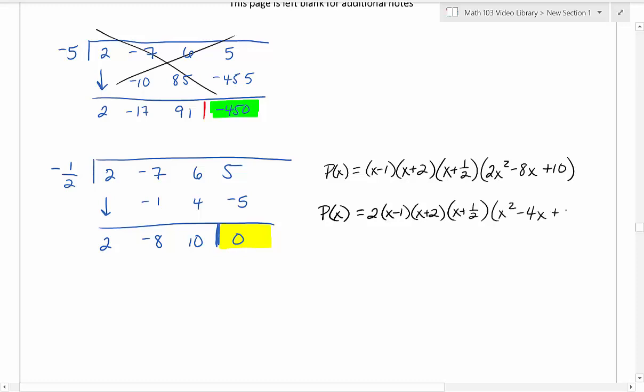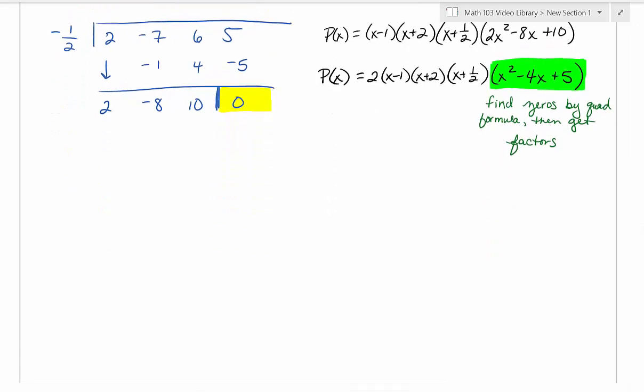That's x squared minus 4x plus 5. I try to factor that quadratic trinomial further. Unfortunately, I can't think of two numbers that multiply together to give me 5 and add together to be -4. This isn't factorable by traditional methods. So what we're going to have to do to deal with this is find the zero using quadratic formula, and then work backwards from the zero to the factor. All right, let's solve this by quadratic formula.